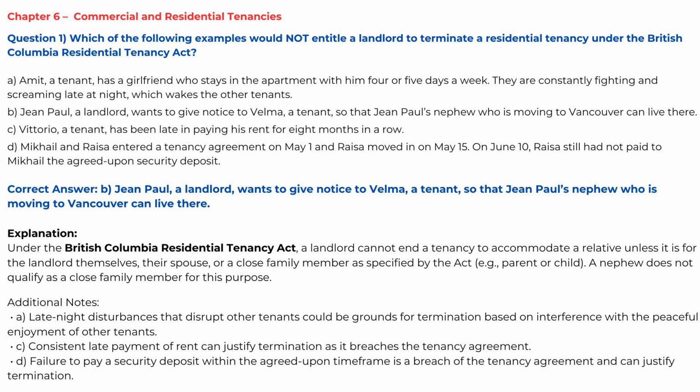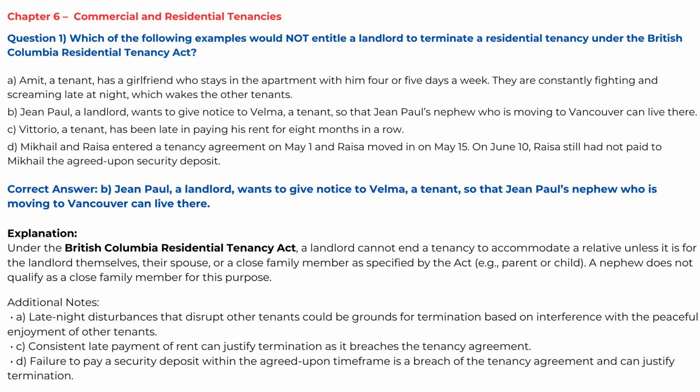Question 1. Which of the following examples would not entitle a landlord to terminate a residential tenancy under the British Columbia Residential Tenancy Act? Correct answer, B. Jean Paul, a landlord, wants to give notice to Velma, a tenant, so that Jean Paul's nephew, who is moving to Vancouver, can live there. Explanation. Under the British Columbia Residential Tenancy Act, a landlord cannot end a tenancy to accommodate a relative unless it is for the landlord themselves, their spouse, or a close family member as specified by the Act, e.g., parent or child. A nephew does not qualify as a close family member for this purpose.